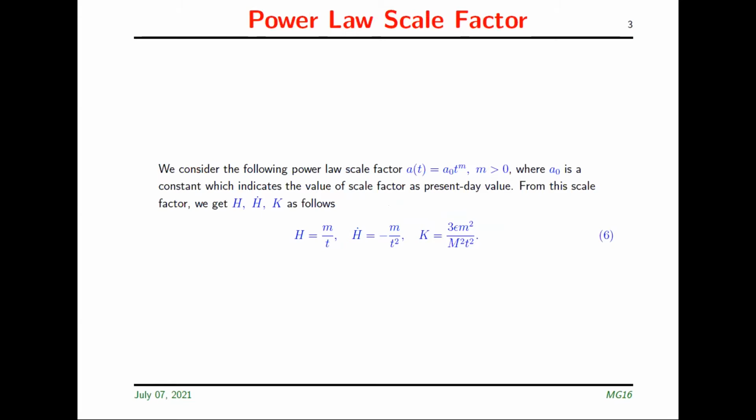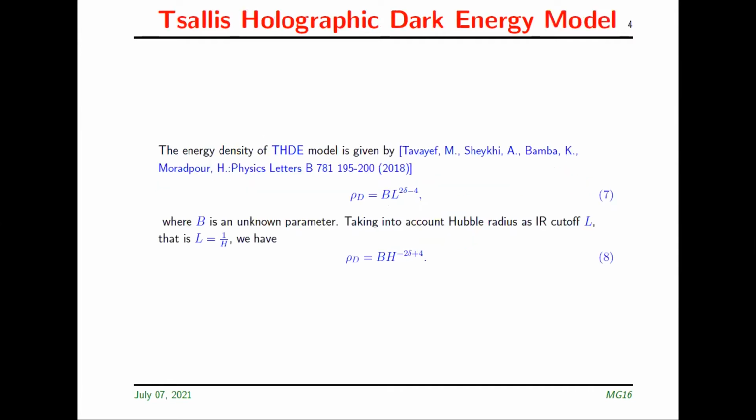We utilize a power law scale factor in order to get our solutions or cosmic scale factors. The power law factor depends upon the cosmic time, and m. Here a naught is the scale factor at present time, and t is the cosmic time. m should be greater than 0 in order to evolve the universe. So we will utilize different dark energy models, for example, Tsallis and Renyi, in the next slides.